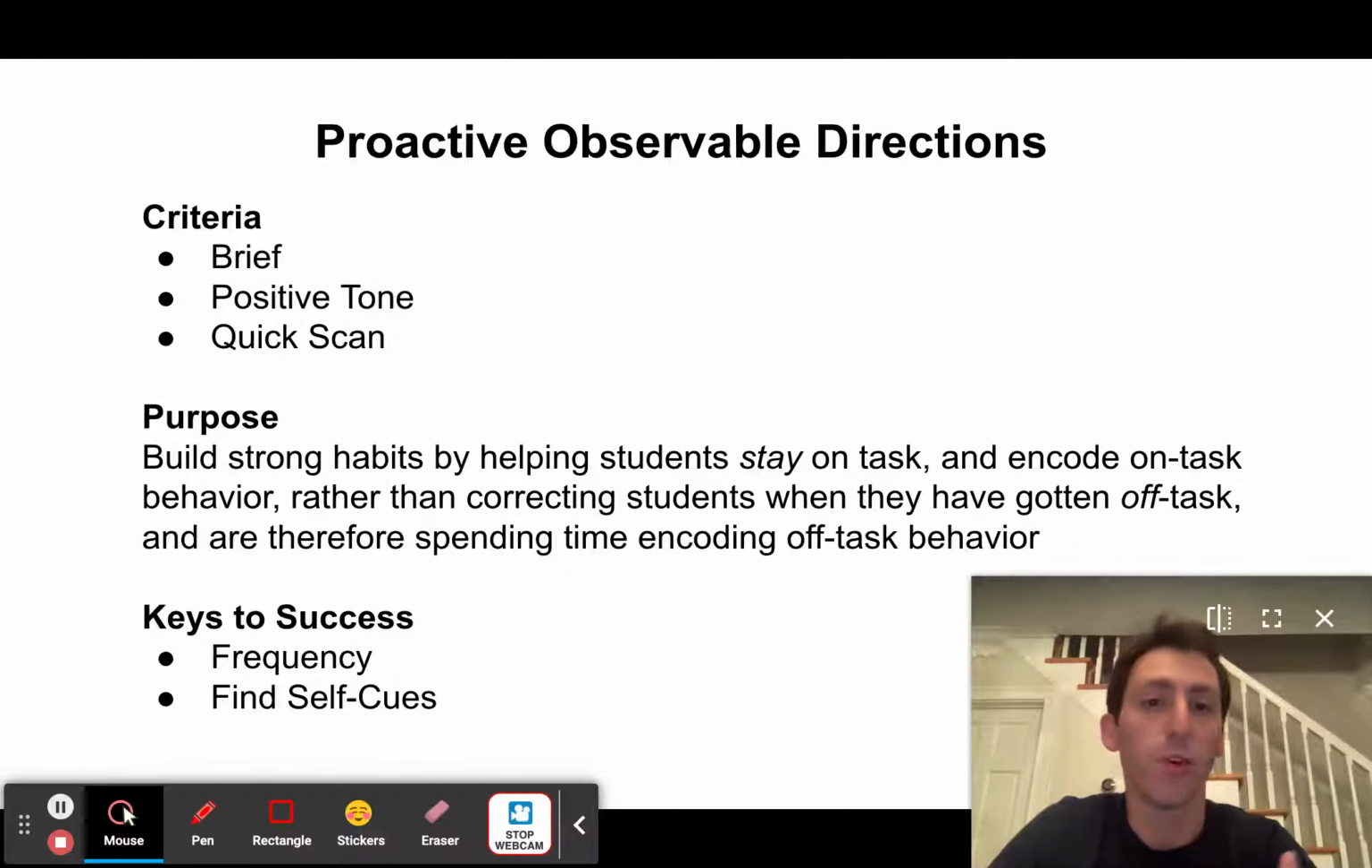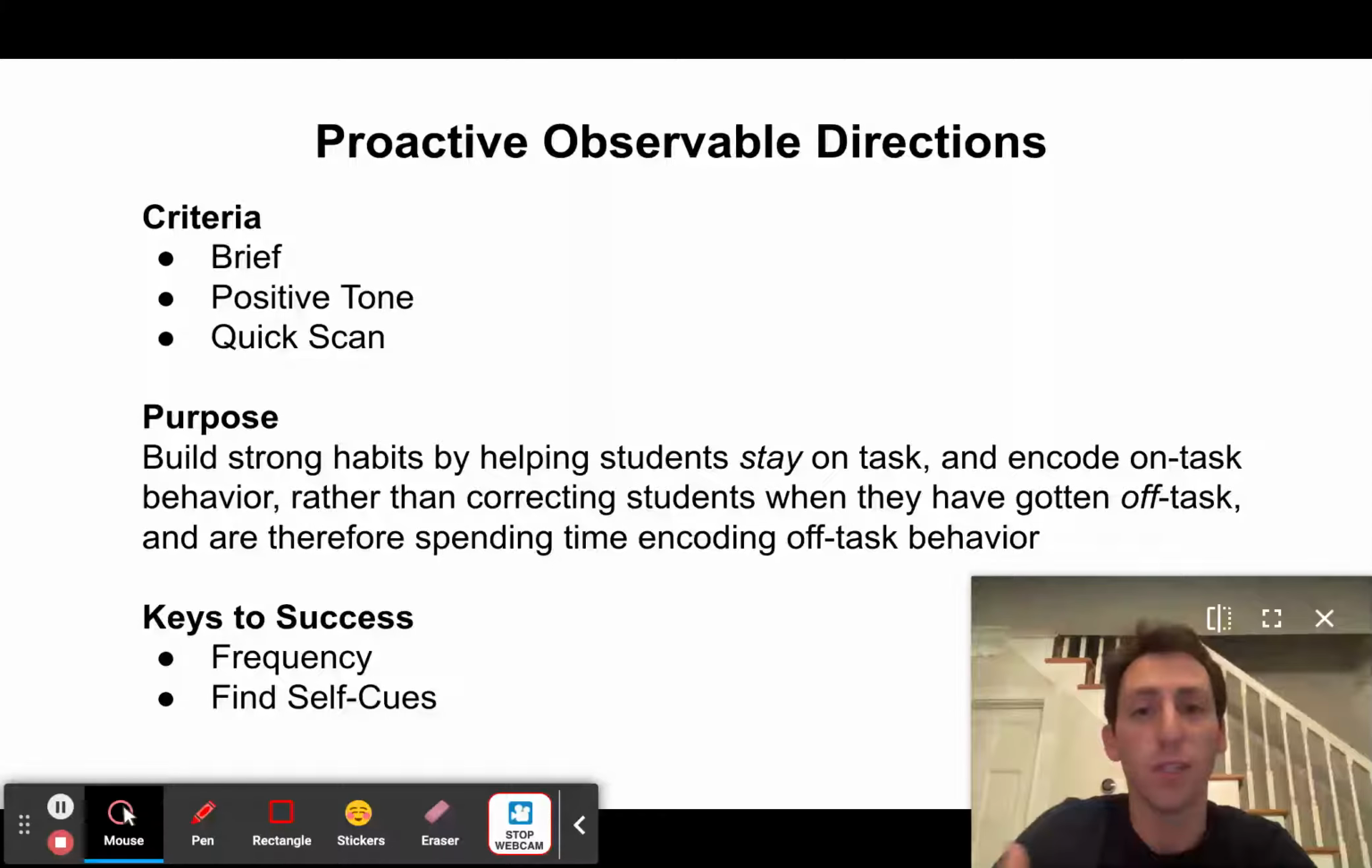That's what proactive observable directions are going to look like. And again, they're brief, in a positive tone, with a quick scan, staying ahead of student behaviors. So the key to success here is frequency. If your kindergartners can stay focused and attentive at the rug for 20 seconds, great. Let's give a proactive observable direction every 15 seconds and stay ahead of the game.